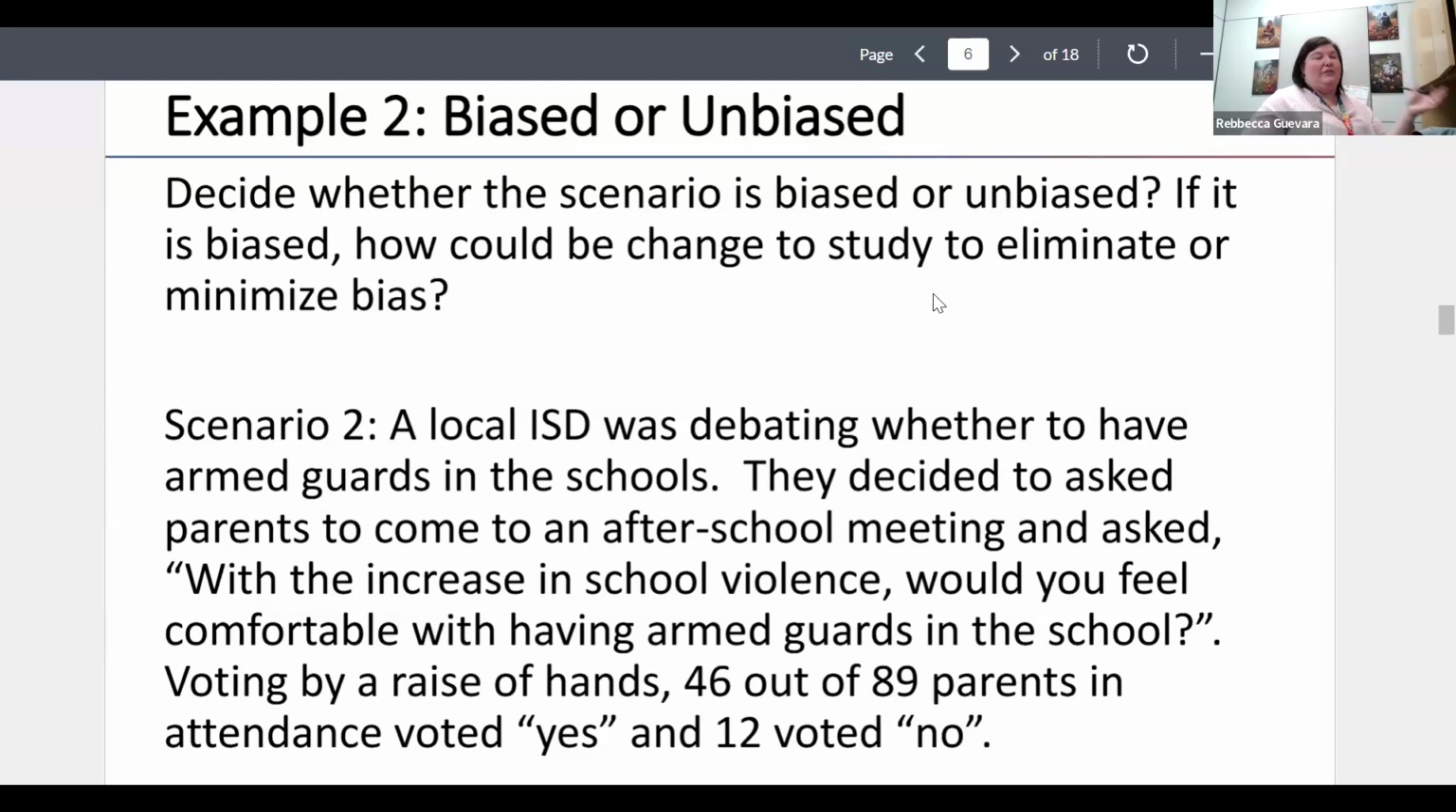So there's a variety of different kinds of biases here. But this is definitely a biased study. What we have here is, check out my highlighter here. We have a couple issues.